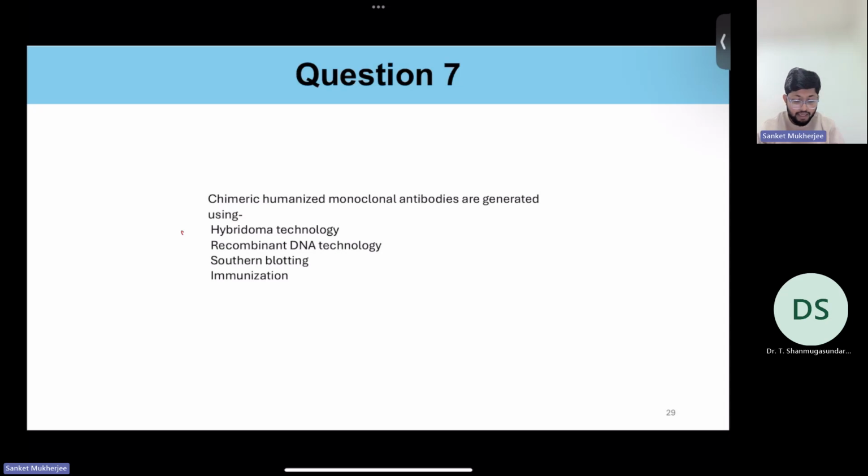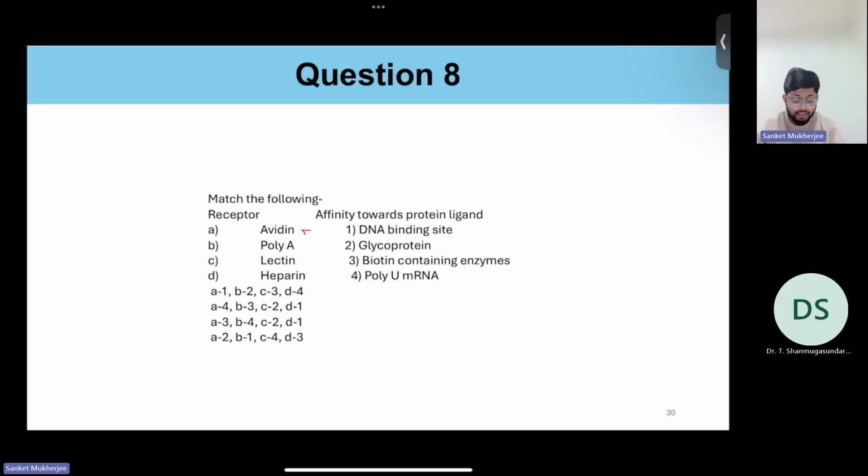So avidin has affinity towards DNA binding site. Fine. Poly A will definitely... wait. Poly A, it is the binding sites, maybe, I think. DNA binding sites. No, actually not. I'm trying to figure out.